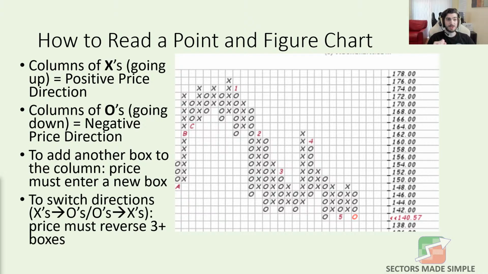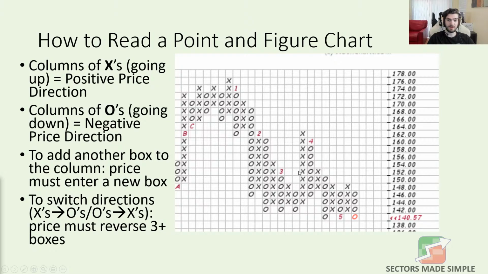Now to switch directions from X's to O's or O's to X's, we need at least 3 boxes in the opposite direction to see that change. So if you notice, starting up here where my cursor is towards the top left of the chart, we have 3 O's, 3 X's. It can never be less than 3, but it can be more. So then we have 4, 5, so on and so forth.